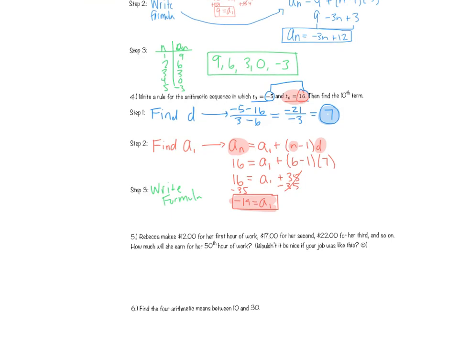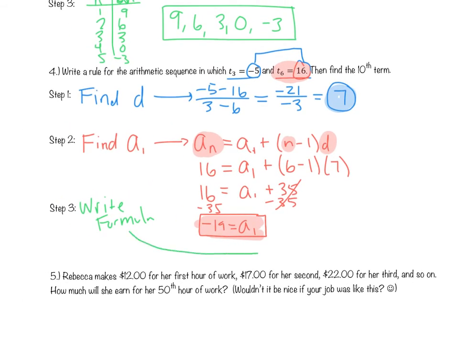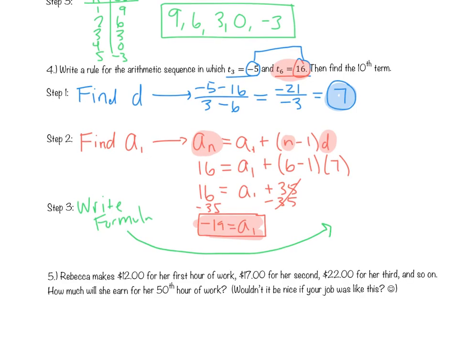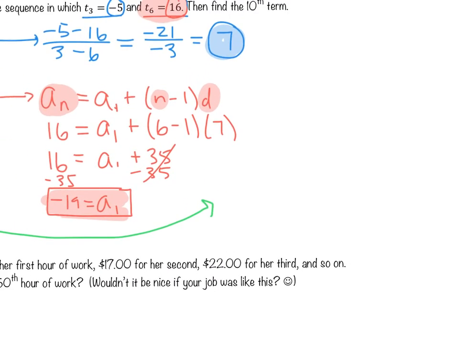Scoot this down a little bit. Now, since I've sort of run out of room here, I'm going to take this around over here. So again, I'm going to use this formula right here. When I write this, A sub n equals A sub 1, which we now know is negative 19, plus n minus 1 times D, which is 7.